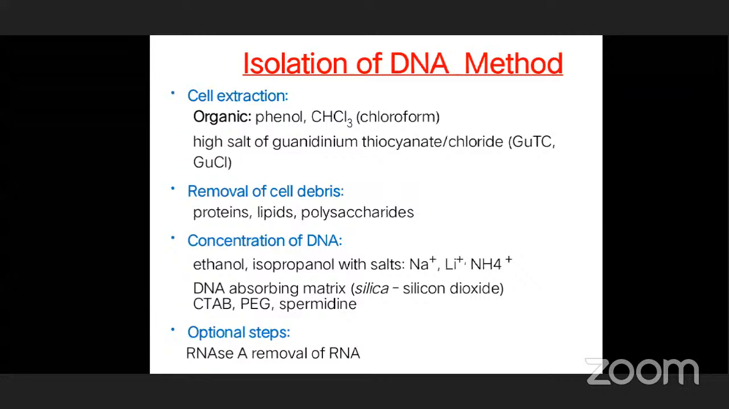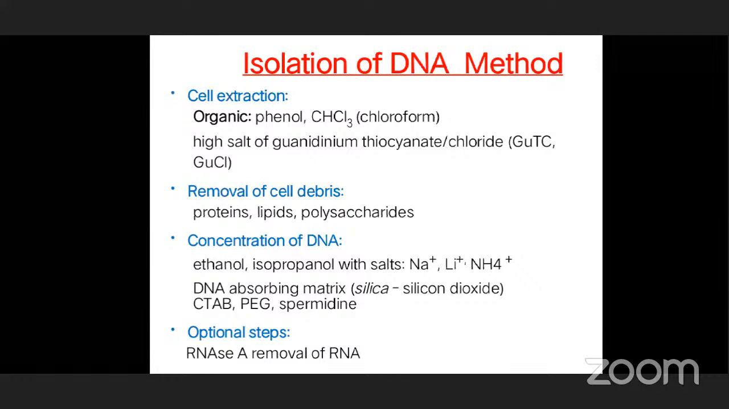Then there is one optional step, removal of RNA. Because if this process is not done, RNA is present in that precipitation. That's why RNase enzyme is used for the removal of RNA. And for every removal of the cells, first rupture the cells, then centrifuge and remove the supernatant. Then repeat the same steps two to three times, for complete removal of those cells.